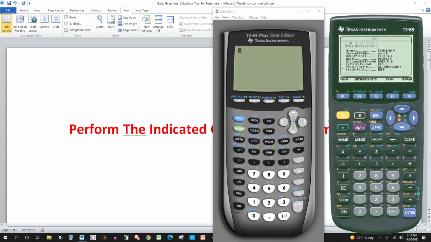And you have a similar thing over here on the 89. So we go to mode here. Again, function. This one is set to 6 decimal places. Set to degree. You can set it to radian, as I mentioned earlier. Exponential format, normal, real, rectangular.